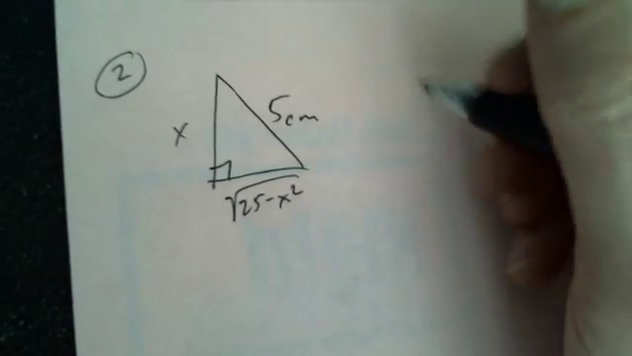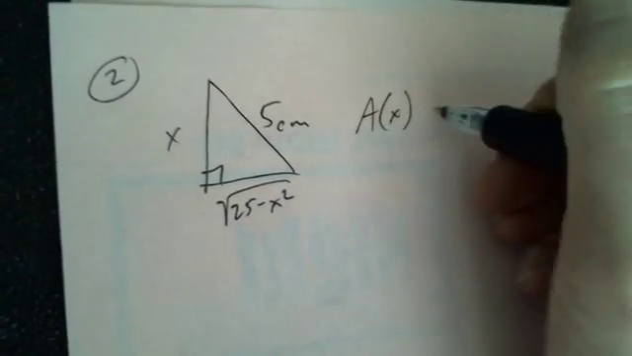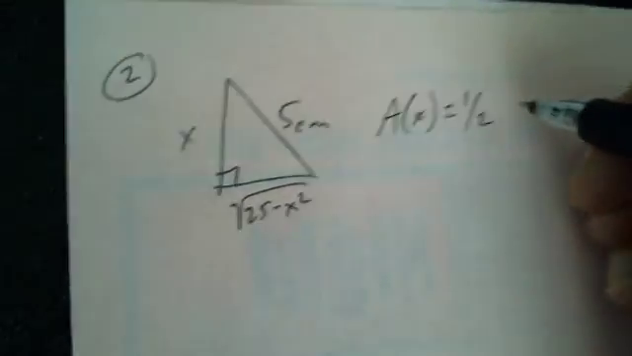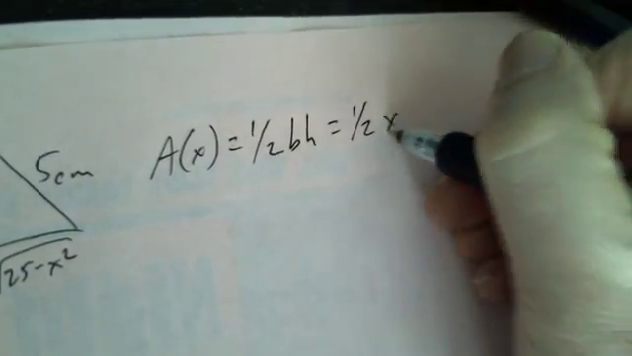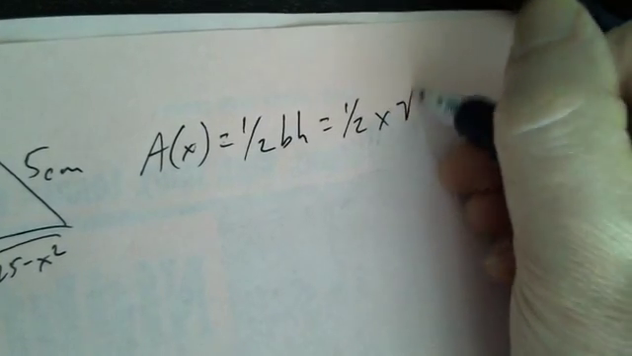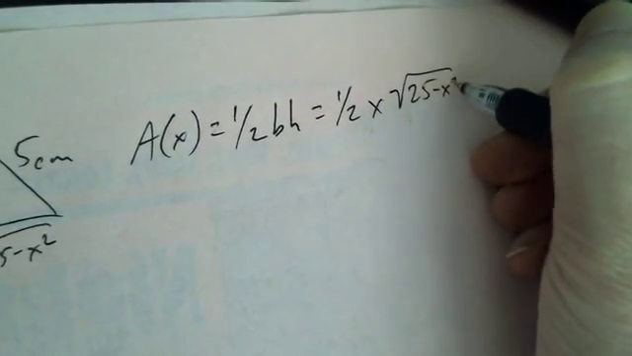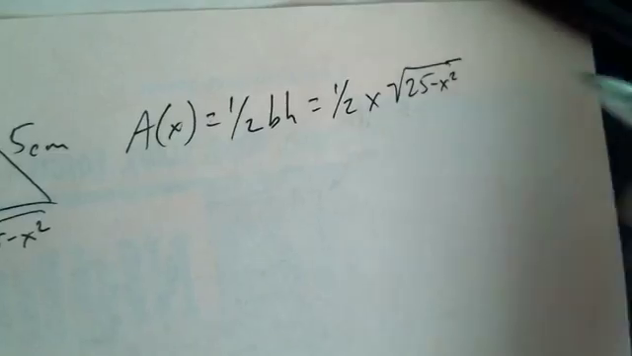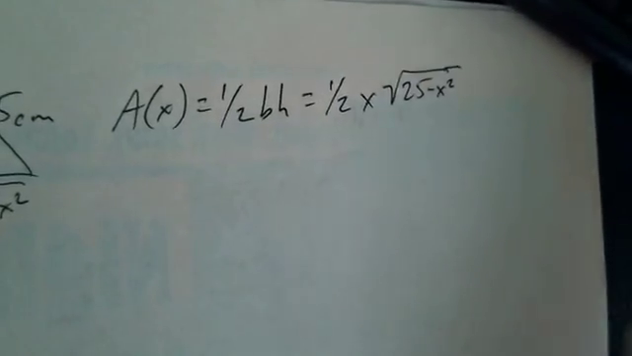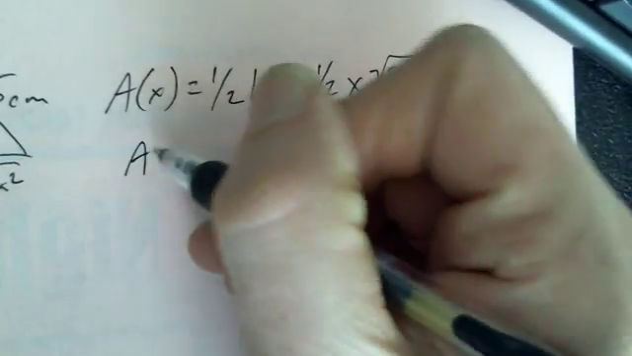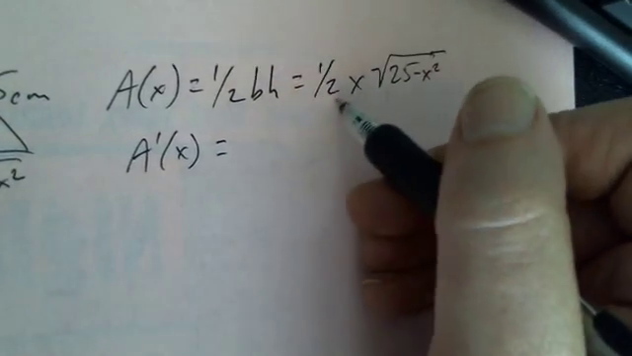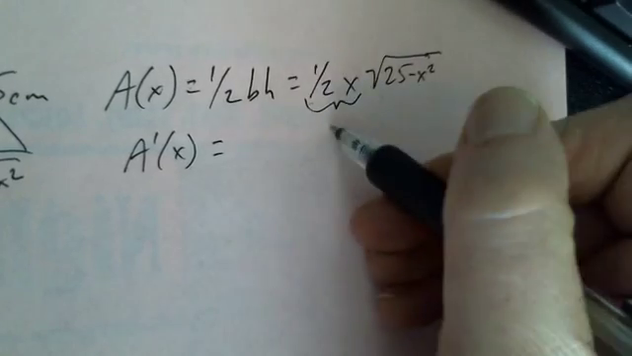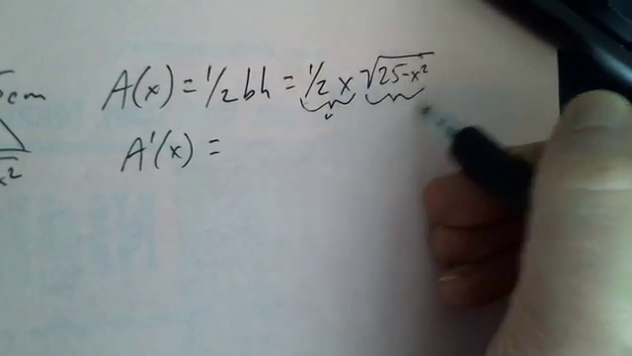So our area function, area of a triangle is 1/2 base times height, is 1/2 x radical 25 minus x squared. And we'll take the first derivative of this function, which is going to be product rule. Take this as our u, take this as our v.